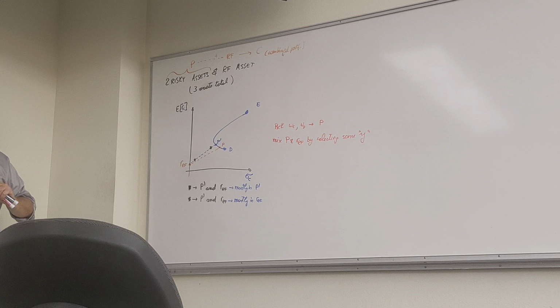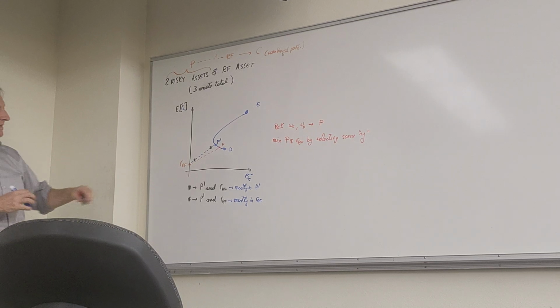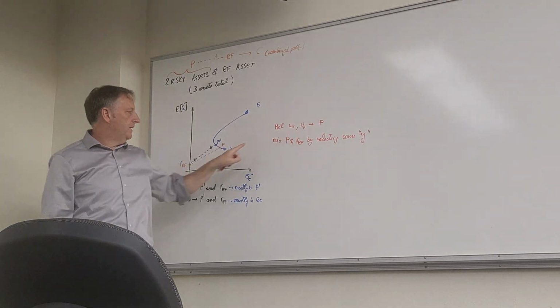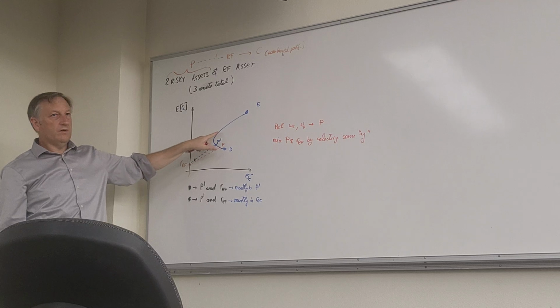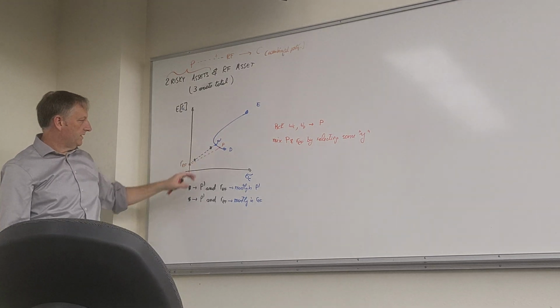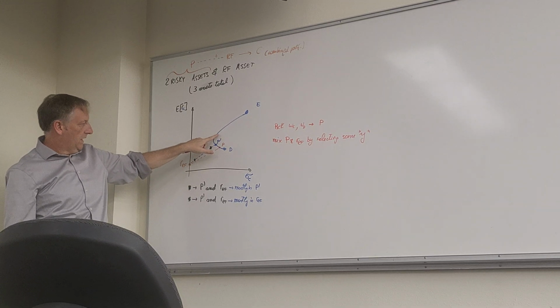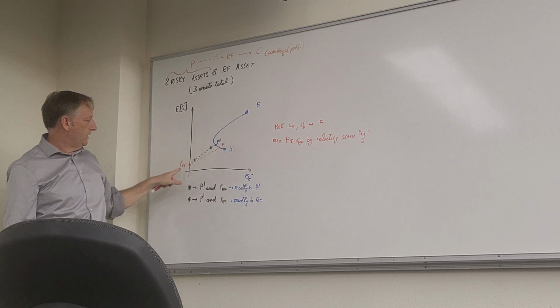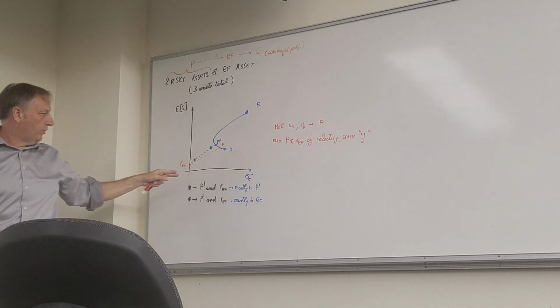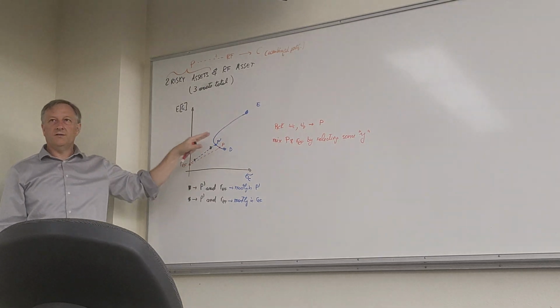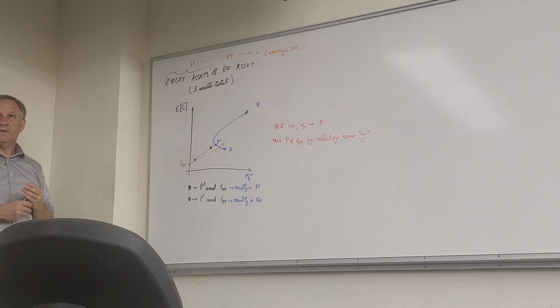So by changing the mix WE/WD, I'm selecting points along this curve. And then by mixing the particular portfolio that I just created with RF, I generate points along this dashed line. Do you agree with that?